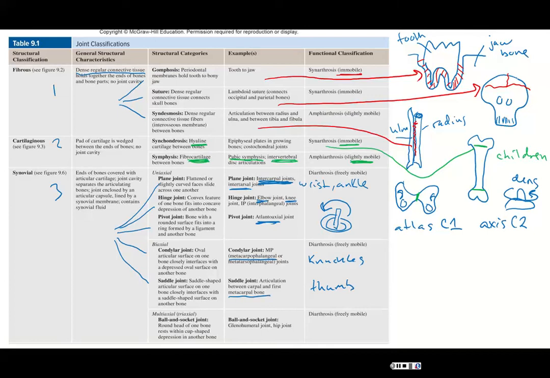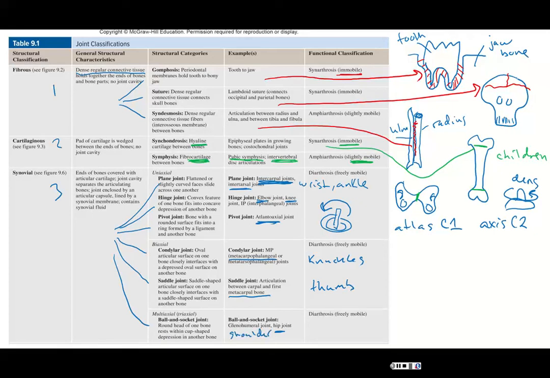Okay, so it's one of the reasons why we have such dexterity in our hands compared to other animals. They don't have this kind of joint in their thumb. And then the last one here, ball and socket joint, that's going to be found in your hip. And then the glenohumeral joint is just your shoulder.